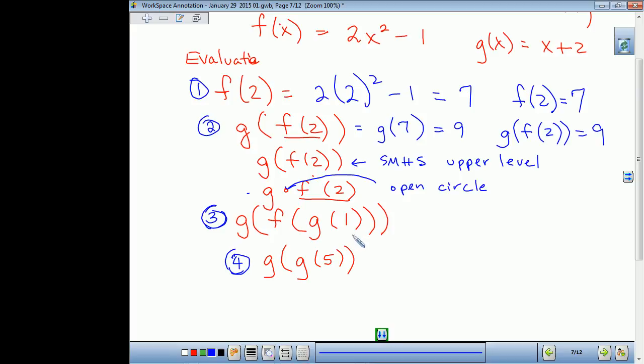I'm lost too. Okay, that means y'all didn't catch it last year. If you're lost right now, let's go over it slowly. We start from the inside and work our way out. g of 1: I plug in 1. What do I get out? 3. Now I do f of 3. Plug in 3, I get 17. Plus 2. Now I do g of 17, 19. So g of f of g of 1 is 19. Alright, I got it. Thank you.